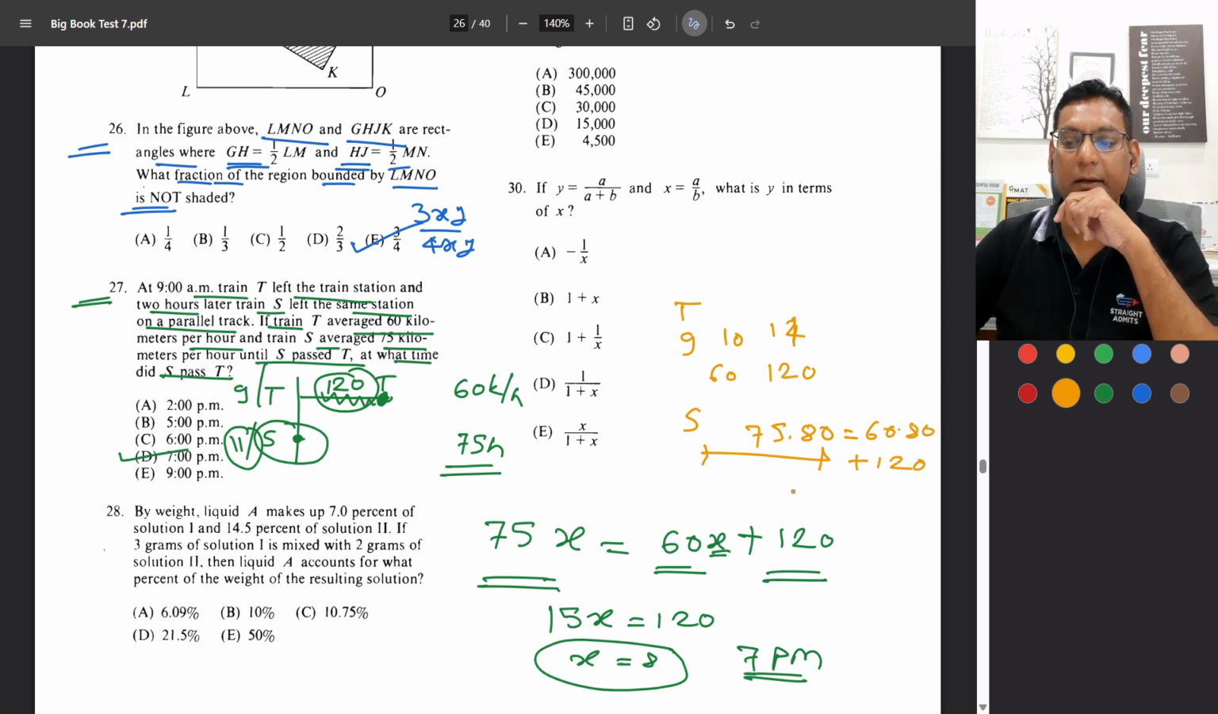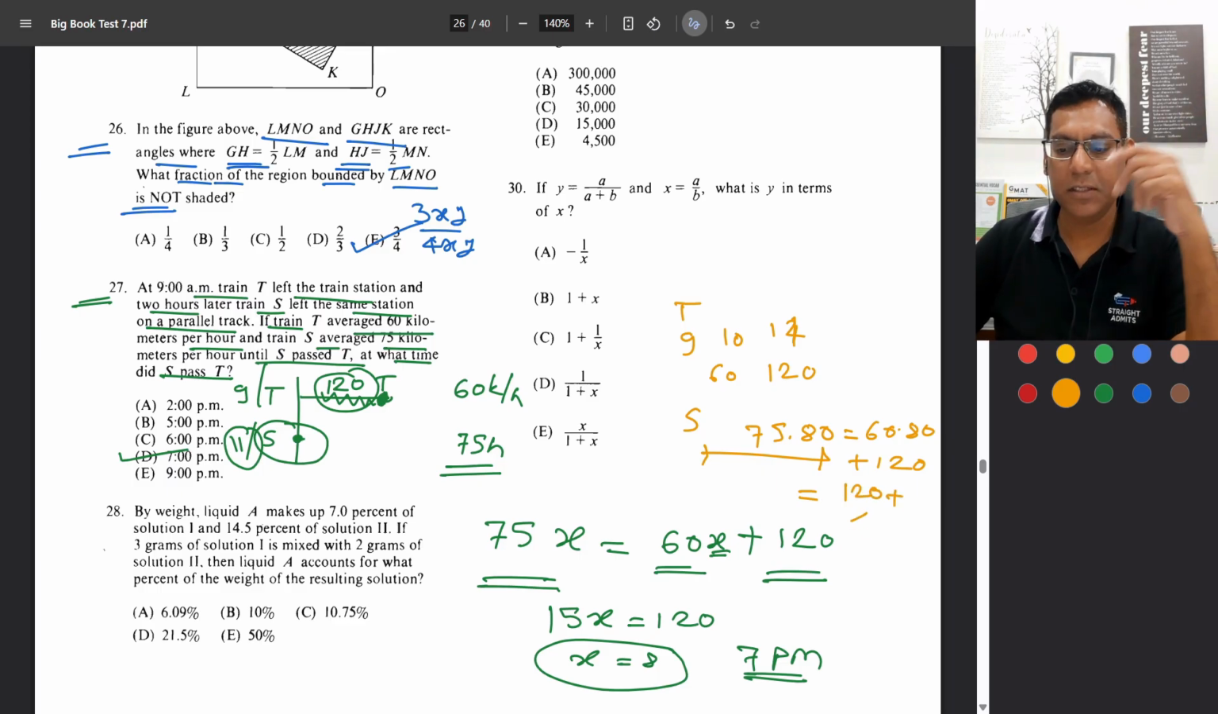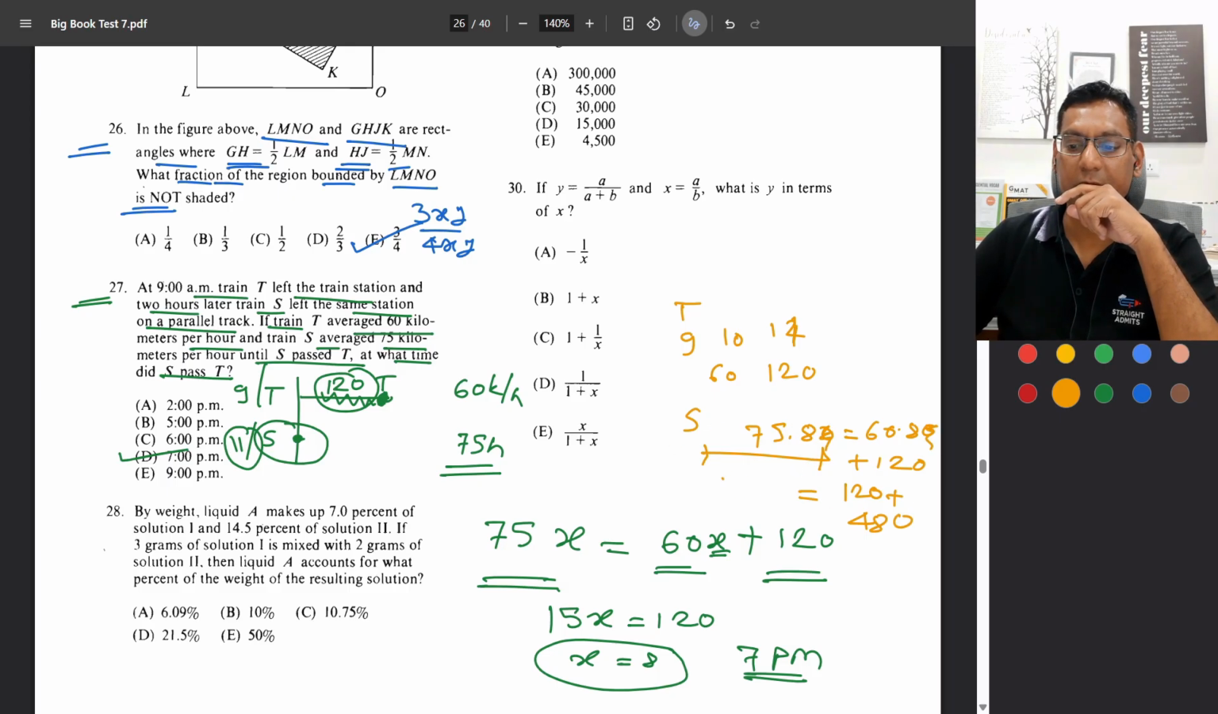Okay, so let's do that. If you do that, you should get the same amount. Okay, just for the sake of it, let's do it. 60 into 8, sorry, not 80. Okay, 6 into 8 is 480, and 75 is going to be 600. 600 is 120 plus 480. Yes, it's matching 7 p.m.